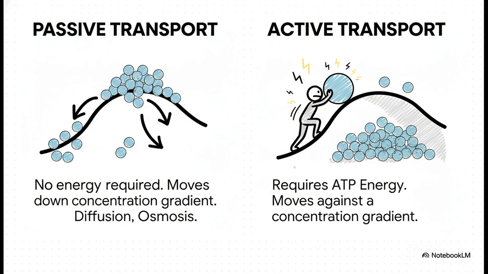But then there's active transport. For this, the cell has to spend energy, the stuff called ATP, to literally pump molecules against their natural flow. It's like trying to push a giant boulder uphill. The famous sodium-potassium pump is a perfect example of this hard work.